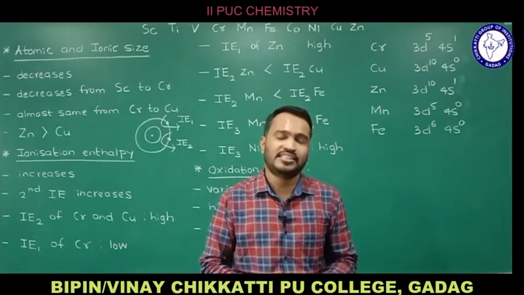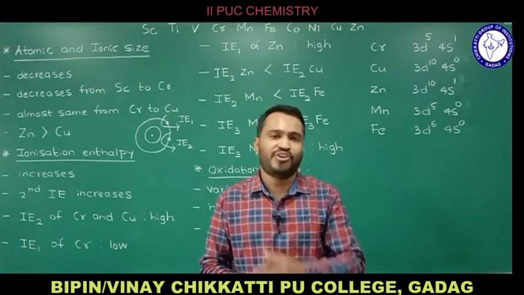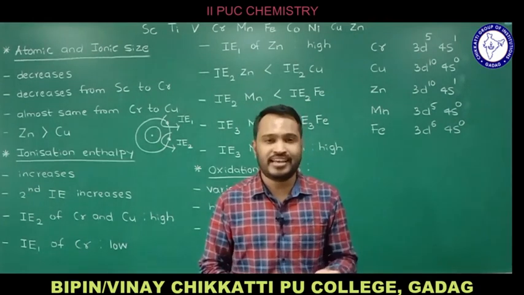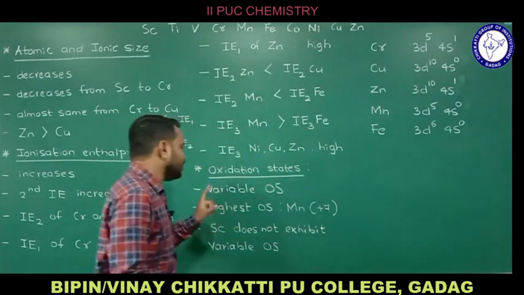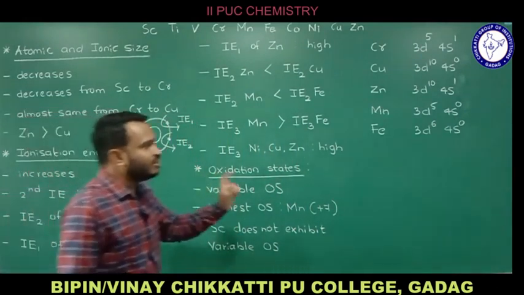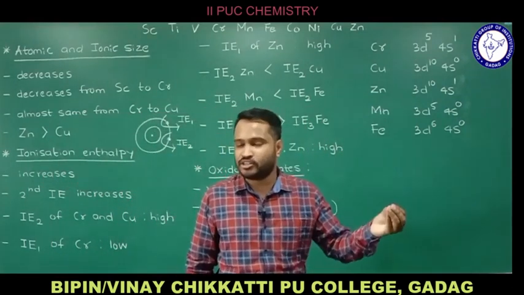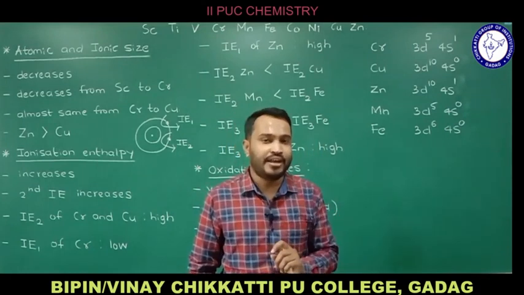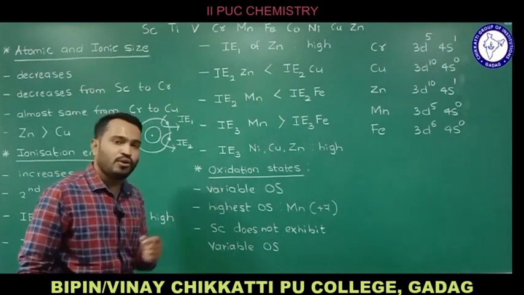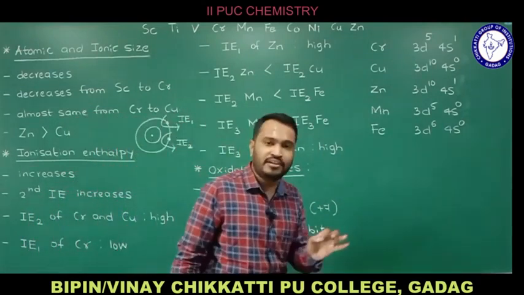Why do the transition elements possess variable oxidation state? The reason behind that is the number of unpaired electrons. As we know, the number of unpaired electrons is more in the transition series, because of that they have variable oxidation state. And if you compare the energy levels of 3d and 4s, they have comparable energy levels. Since the 3d and 4s atomic orbitals have comparable energy levels, the transition elements possess variable oxidation state.